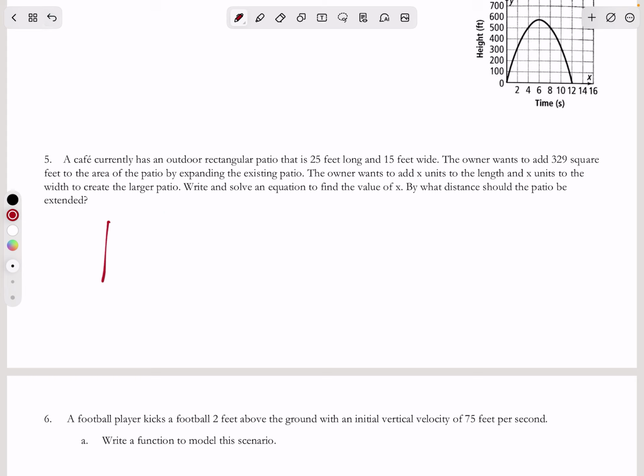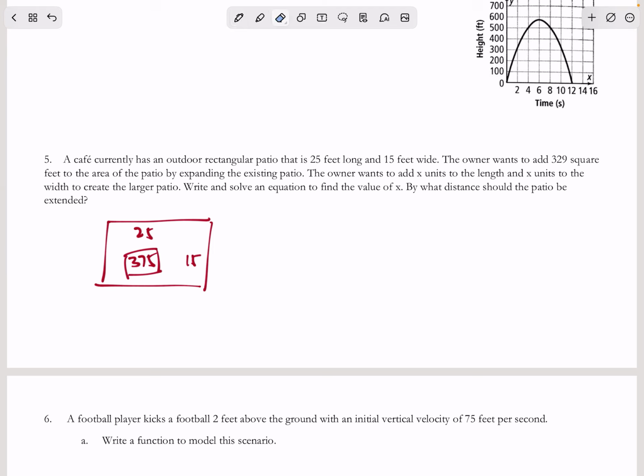The current dimensions of the patio are 25 by 15. Oh, by the way, that area currently, I don't know if it's important, but that area is 375 square feet. Now, what the owner wants to do is add 329 square feet by expanding the existing patio.